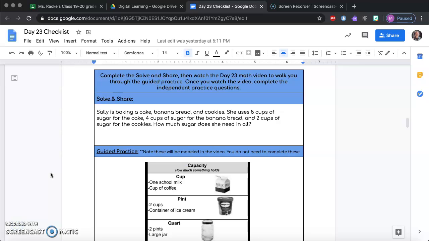All right, our solve and share says Sally is baking a cake, banana bread, and cookies. She uses 5 cups of sugar for the cake, 4 cups of sugar for the banana bread, and 2 cups of sugar for the cookies. How much sugar does she need in all? So we're trying to find the total amount of sugar.